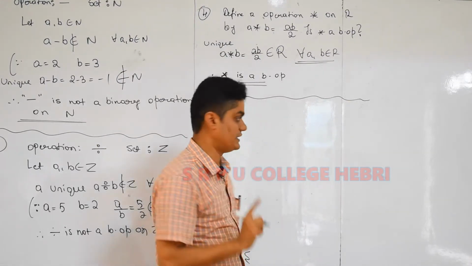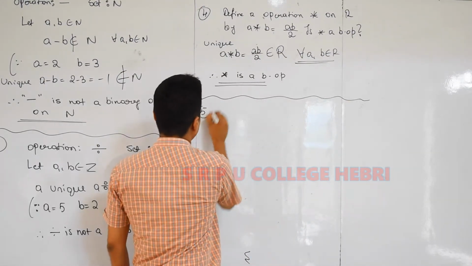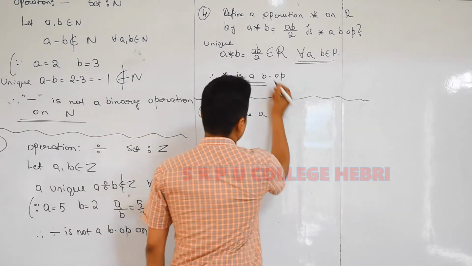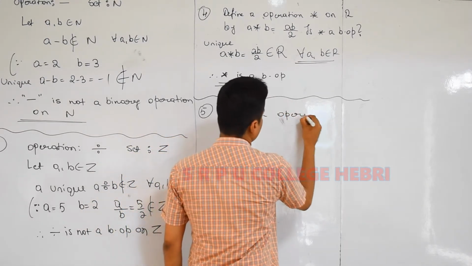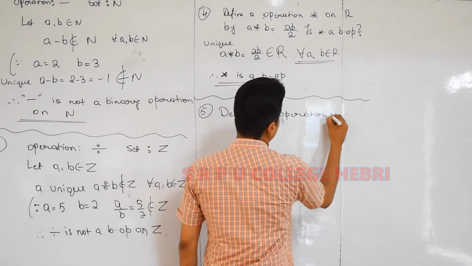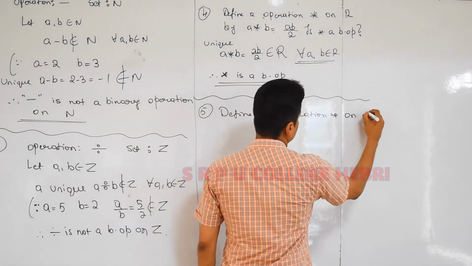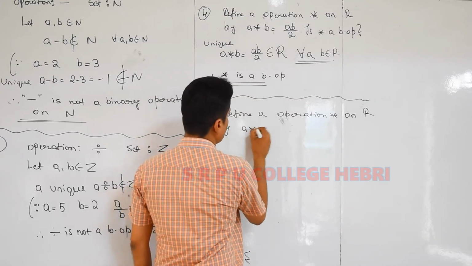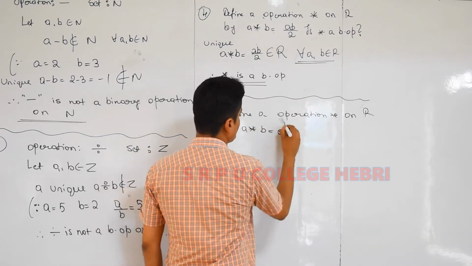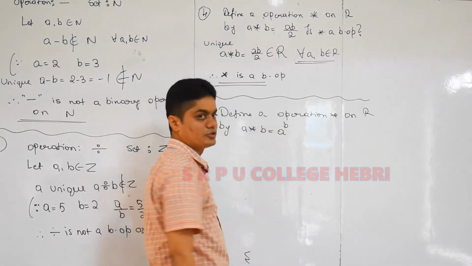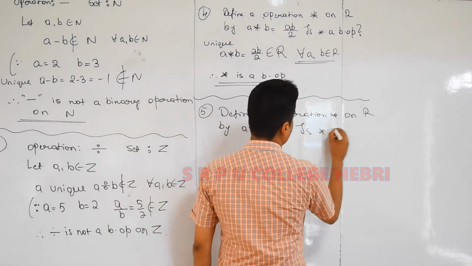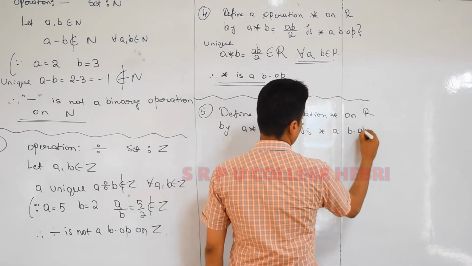Didn't understand? Very good. Let's take one more example, the same type as this. Define an operation star on R, let it be by a star b is equal to a to the power b. A star b is equal to a to the power b. Maybe the question is like this only. Is star a binary operation? You have to check.